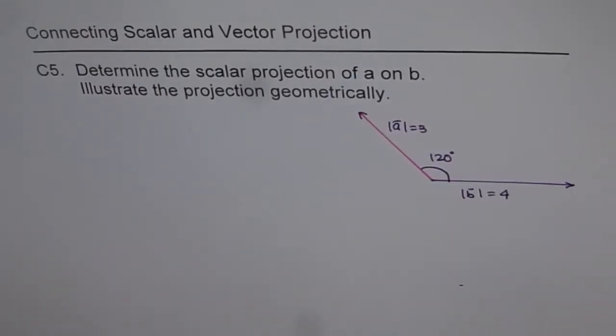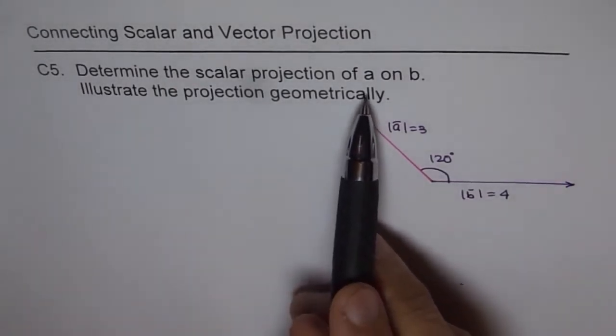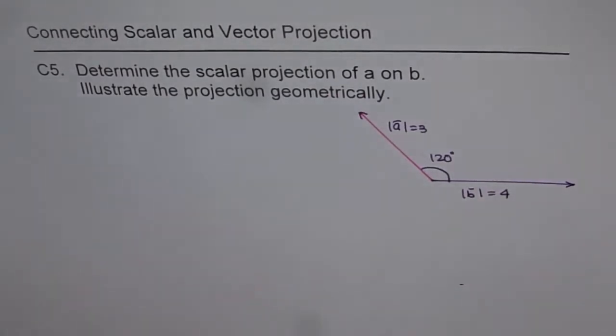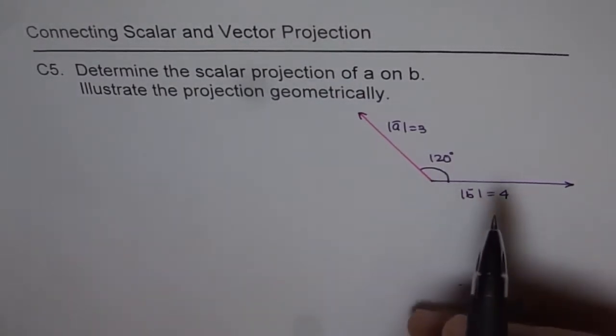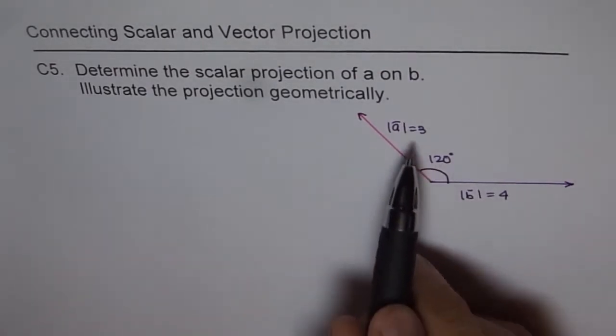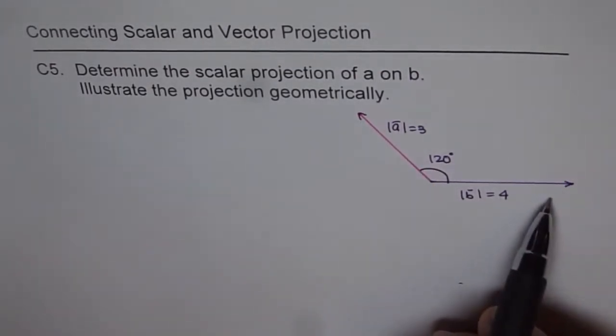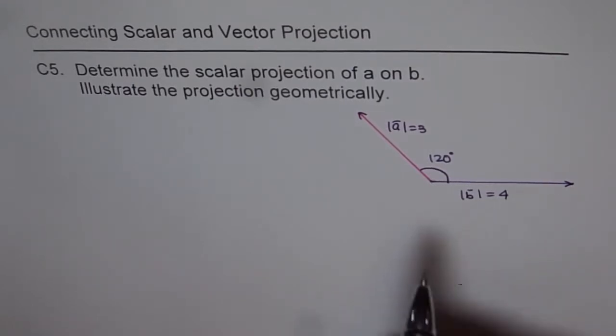Connecting scalar and vector projection. Communication question 5. Determine the scalar projection of A on B. Illustrate the projection geometrically. So here we are given two vectors. This is vector A, magnitude 3, making an angle of 120 degrees with vector B of magnitude 4.